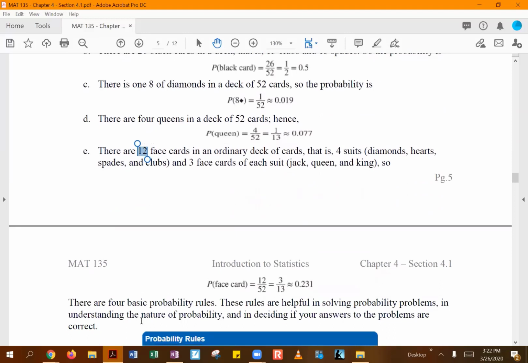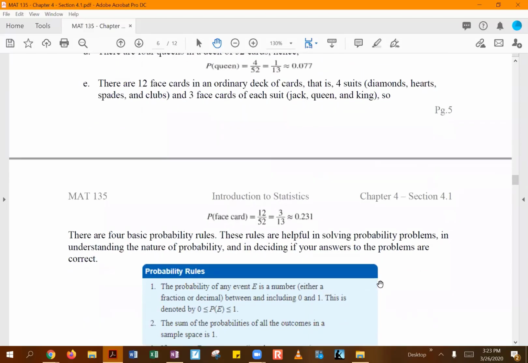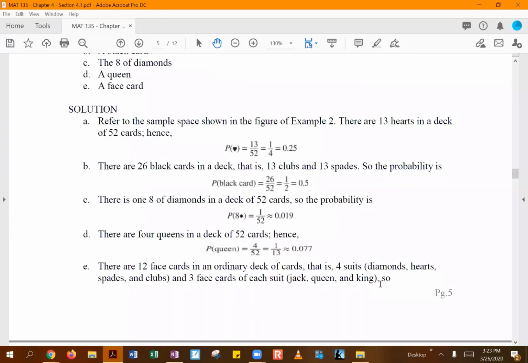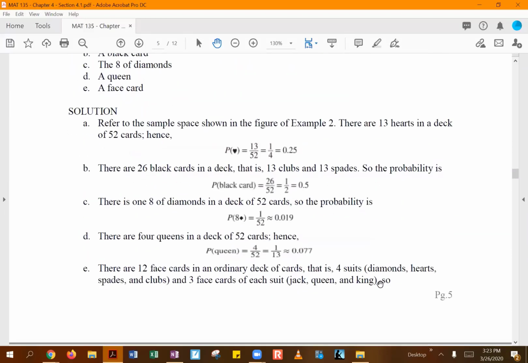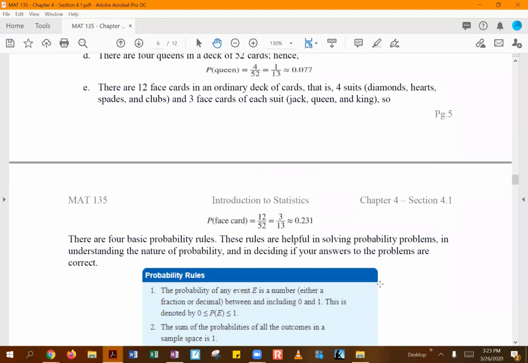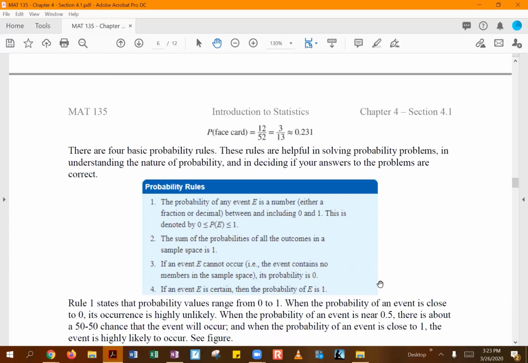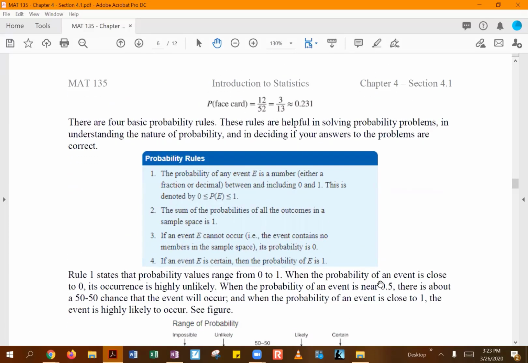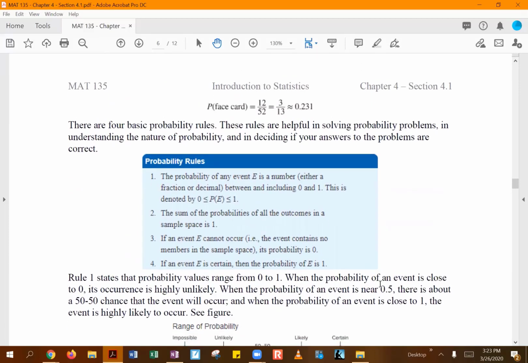So that's going to be 12 out of 52, or 3 out of 13, for approximately 0.231 as your probability. Okay, so you can look through this example and see if you have any questions. So here, we're just talking about some basic rules for probability.